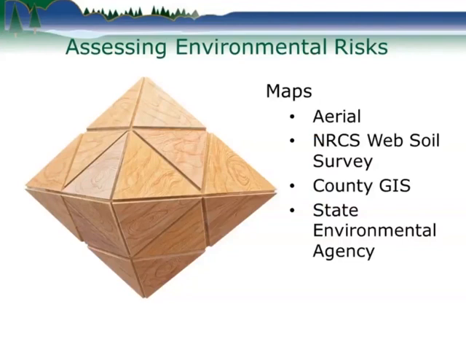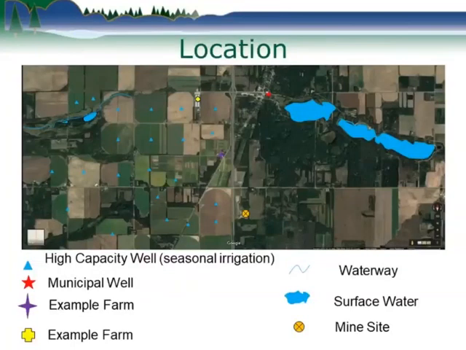Also, the State Environmental Agency and its applicable programs can help join you up with the different areas of the site that are going to be vulnerable or that need attention. So when you're looking at the maps that you're given, these are some of the things that you may want to take into account.